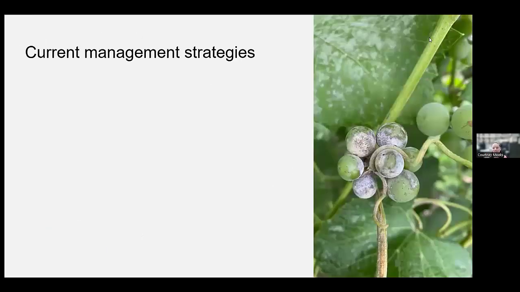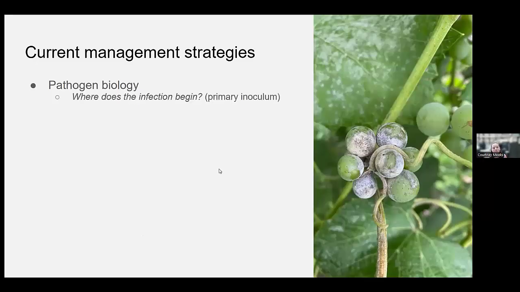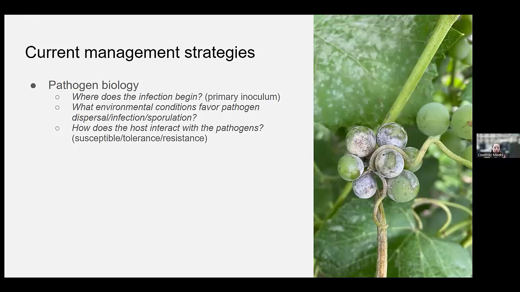So, current management strategies. This is a beautiful image of powdery mildew, Erysiphe necator, on wine grapes. I try to get in as many beautiful diseased images as I can. But really, the root of management strategies is you have to know the enemy, right? You have to know pathogen biology. So understanding where infection begins, what the primary inoculum is, and what environmental conditions favor this pathogen to complete its life cycle. And then, of course, how does the host interact with these pathogens? Is it very susceptible? Is it tolerant? Is it resistant? And previous research aids us a little bit here.